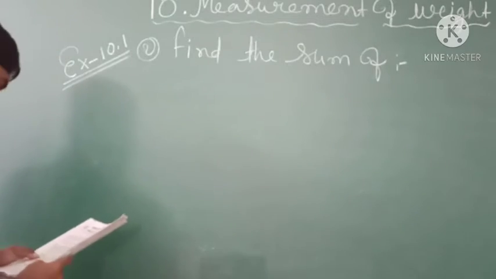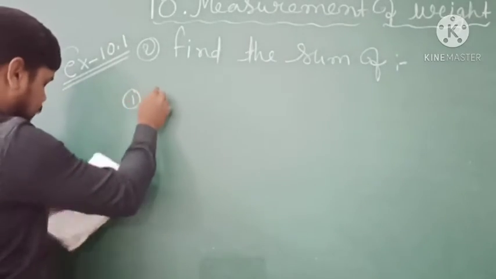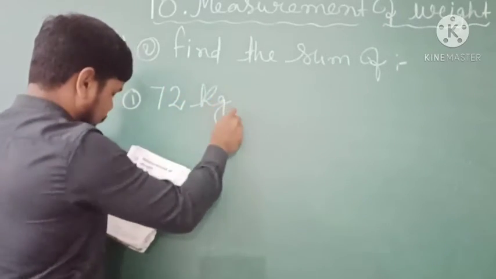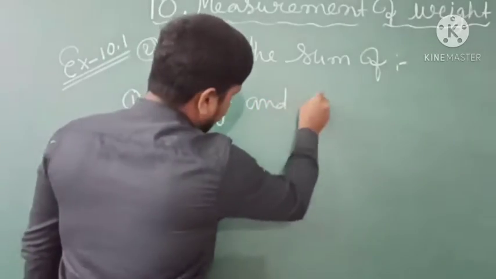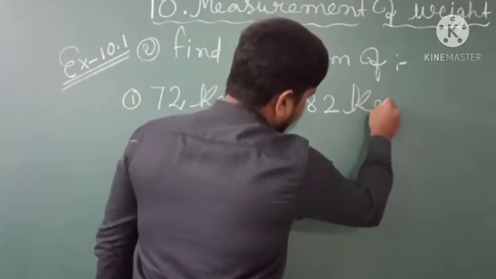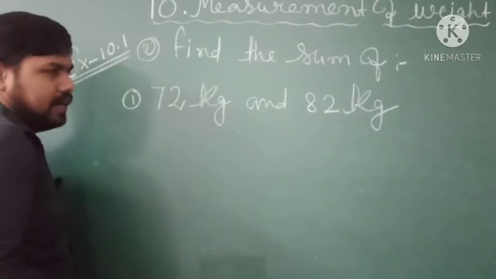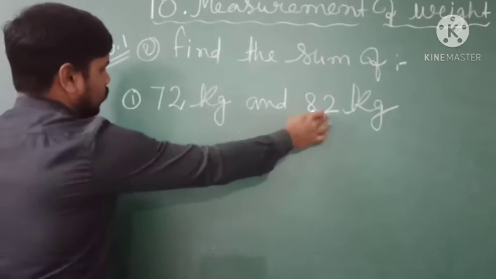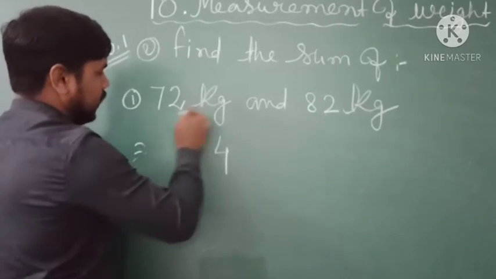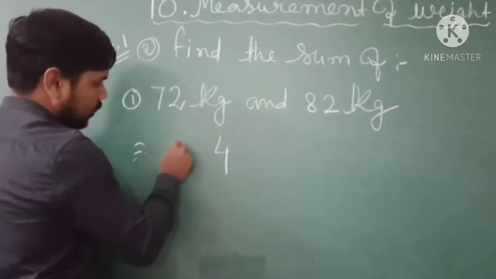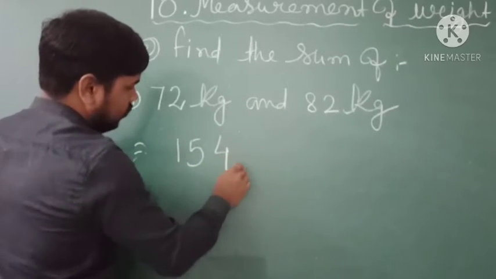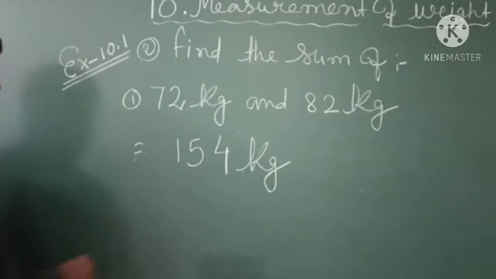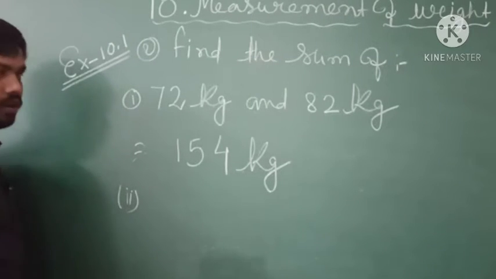Taking the first one, we have 72 kilogram and 82 kilogram. This is very easy because you have to just add these two. So how much will be the sum? Let us see. 2 plus 2 is 4, and then 8 plus 7 is 15, plus 1 is 15. So 154 kilogram is the sum of this. This is how very simply you can do the rest also.